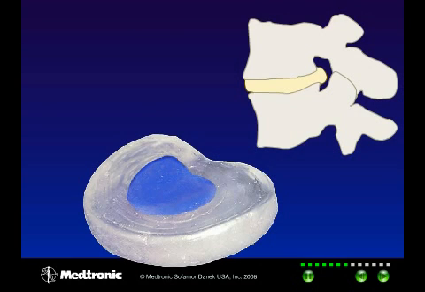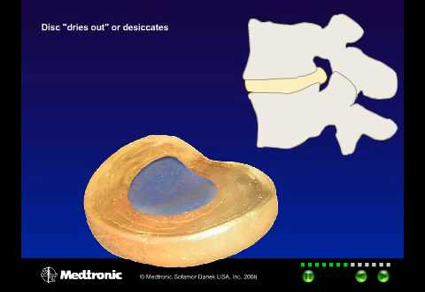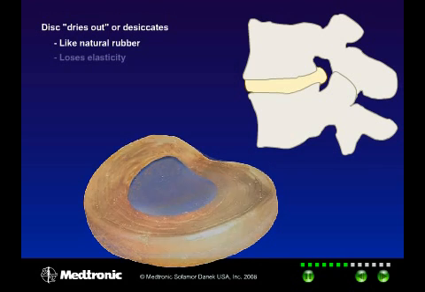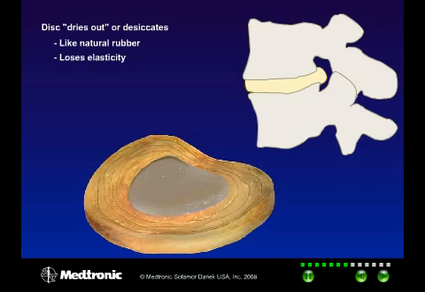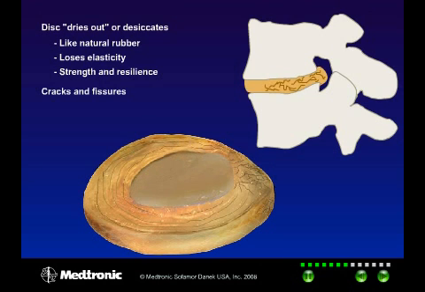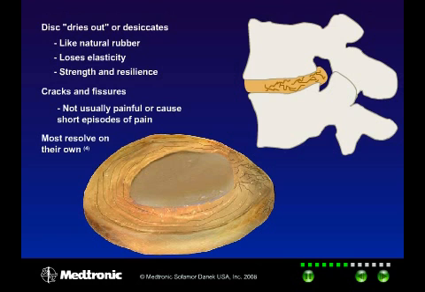As the disc loses water, it dries out or desiccates like a piece of natural rubber. It loses its elasticity, strength, and sponginess. The annulus develops cracks and fissures. This is usually not painful, or may cause short episodes or twinges of pain that resolve on their own, because there are very few nerve endings in the intervertebral disc.